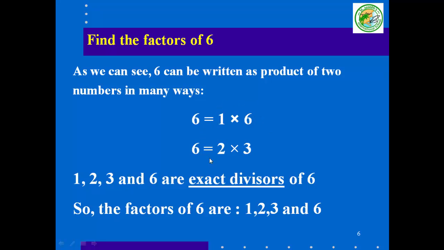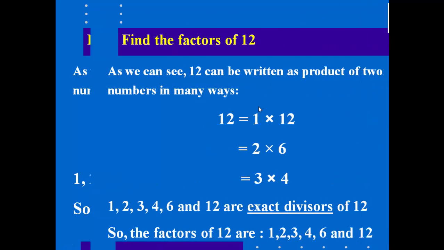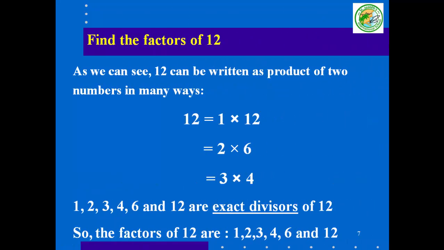And I prefer to arrange the factors in ascending order. So the factors will be 1, 2, 3, and 6. Connect them in the shape of the letter U like this. Okay? The next one. Find the factors of 12.